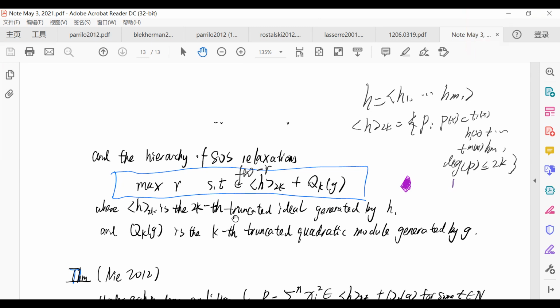And it's the same definition for Q_k? Yeah, Q_k is the same thing. It's the k-truncated quadratic module generated by g. Okay, thanks.